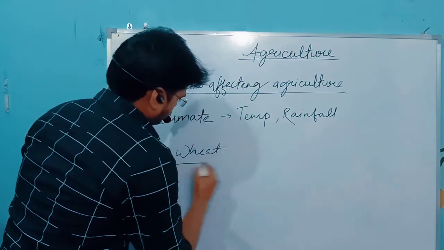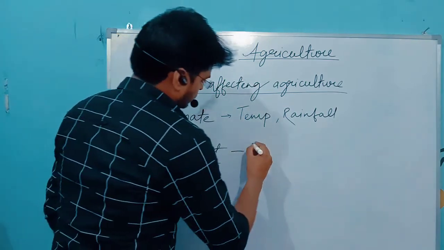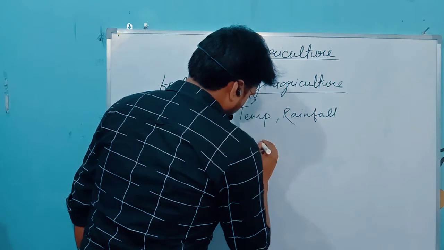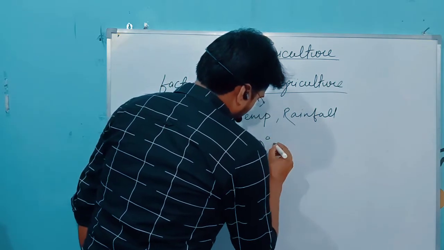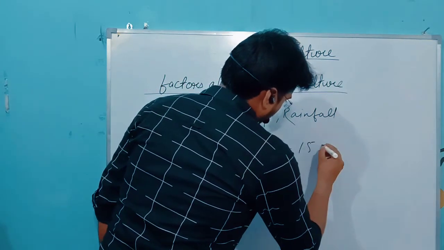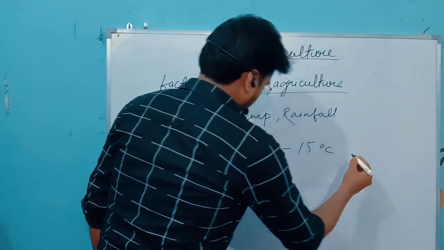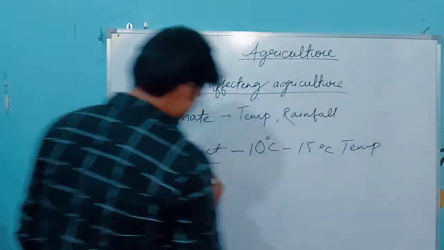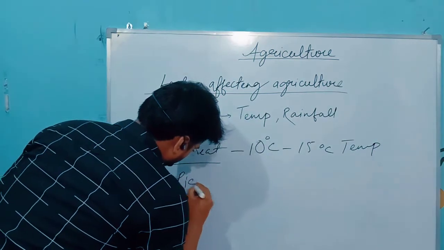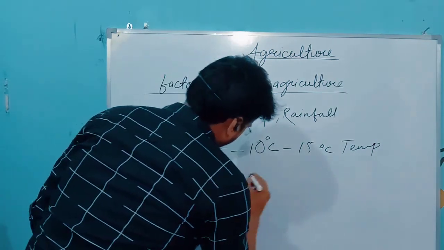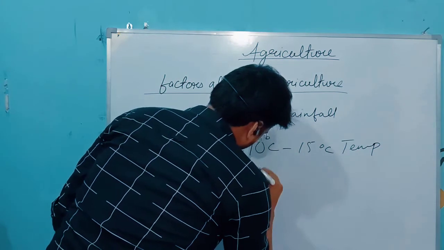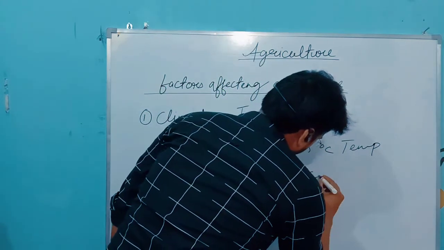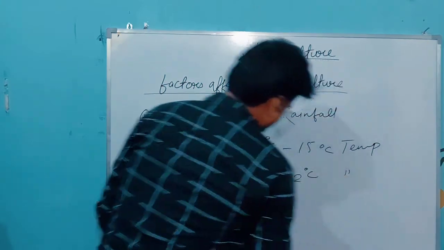Wheat is a crop which requires 10 to 15 degrees Celsius temperature. This is the temperature requirement. Whereas rice requires 16 to 32 degrees Celsius. That is the temperature.